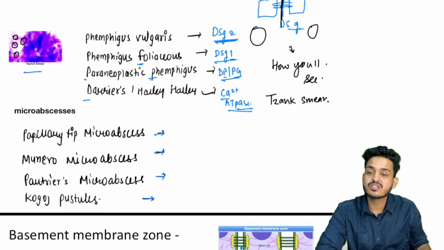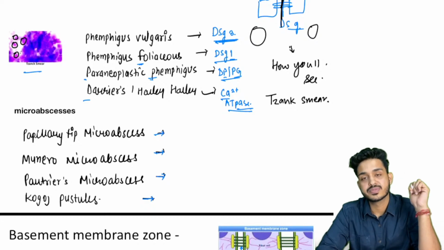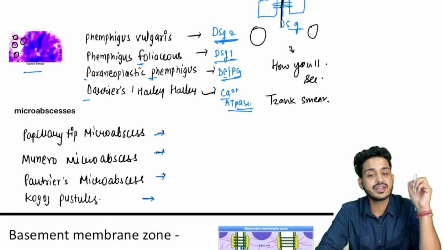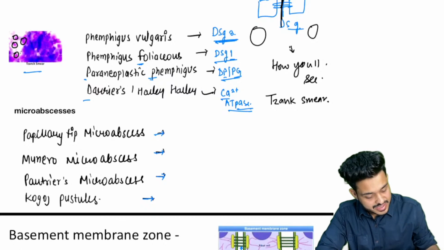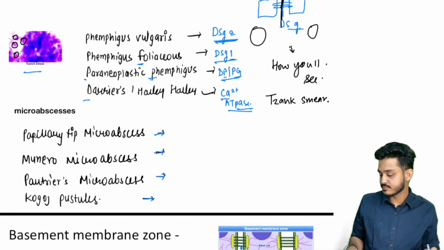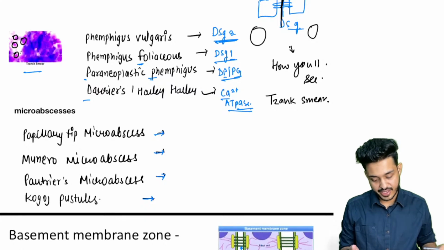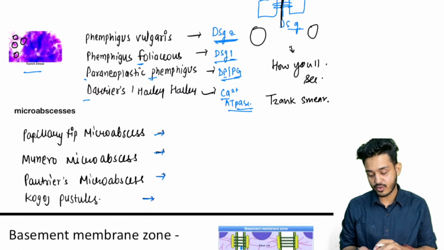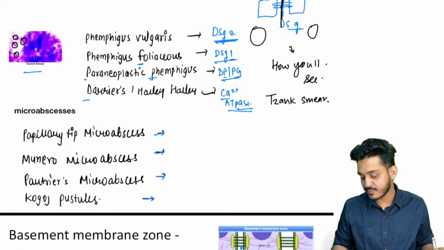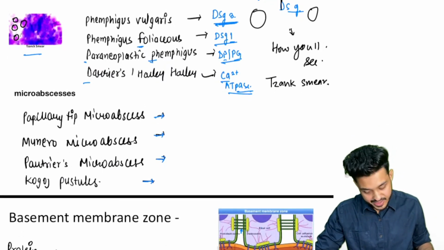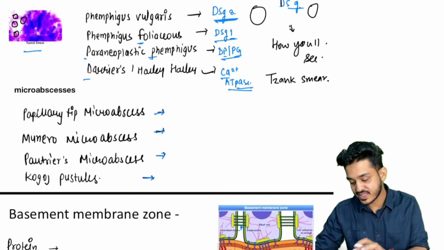So the first one is papillary tip microabscess. Where do you find papillary tip microabscess? कौन सी डिजीज में दिखेगा? Answer in the comments guys, in which disease you will find papillary tip microabscess?